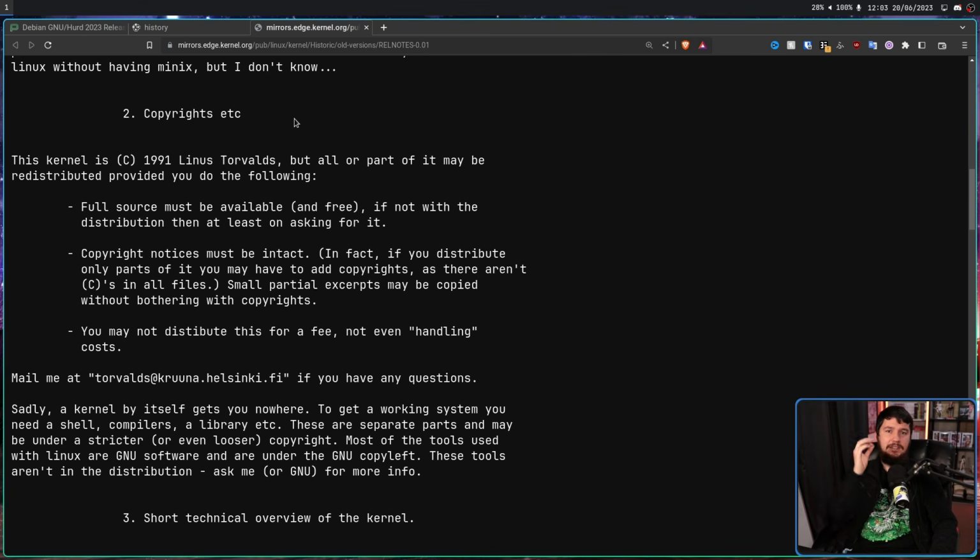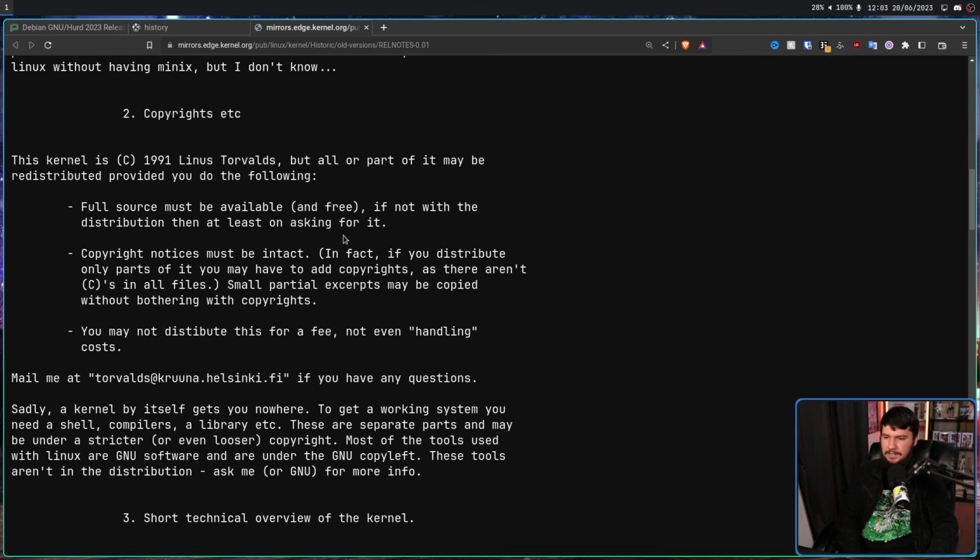This mess right here is the original Linux license. It is not written by a lawyer, it's not written by someone who even remotely understands law, it's written by Torvalds, who was just writing things that he wanted people to do. "This kernel is copyright 1991 Linus Torvalds, but all or part of it may be redistributed, provided you do the following. Full source must be available and free." Fair enough. "If not with the distribution, then at least on asking for it." This is basically how the GPL works, but written in a very not legalese way.